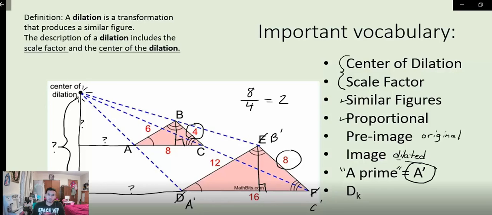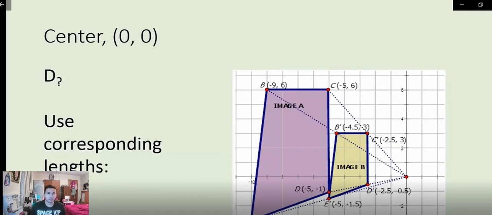And the last vocabulary there is D sub K, where K stands for the scale factor. D stands for dilation and K stands for the scale factor. All right, in this one, if your center of dilation is at 0, 0, we'll be using the corresponding length. What will be the scale factor?